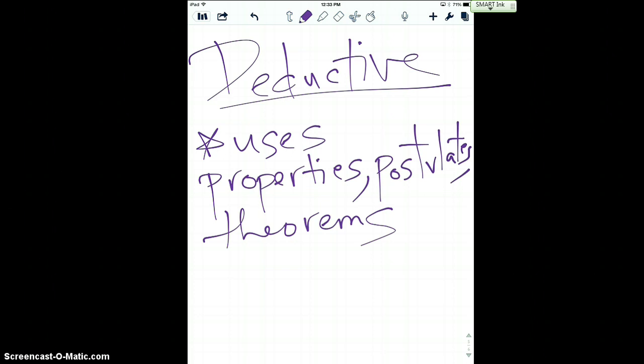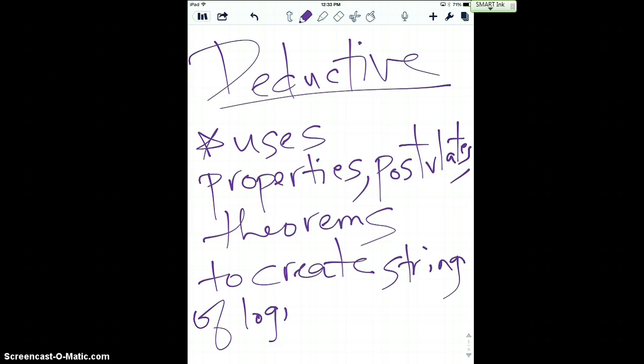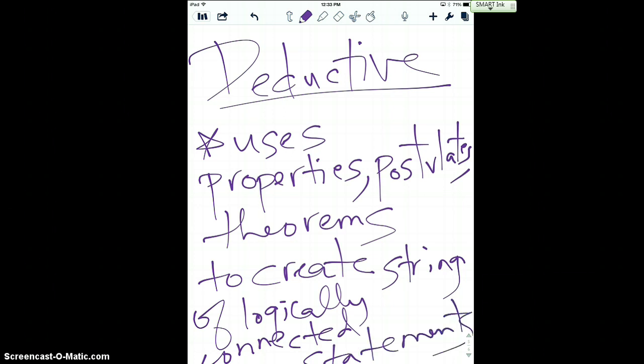Okay, so that's what you'll see in deductive reasoning. And they'll use these to create a string of logically connected statements. Sorry about my handwriting, but I'm writing with my finger. So we're using these three things to create a list of statements that are logical and connected to each other.